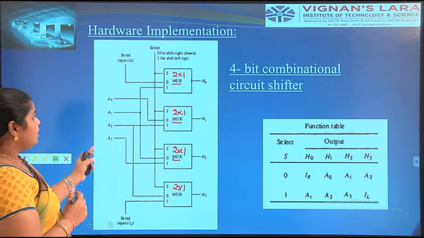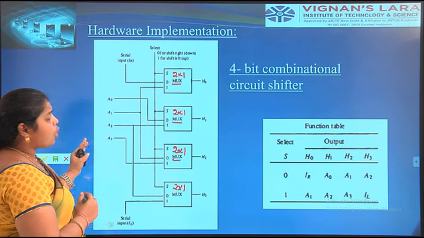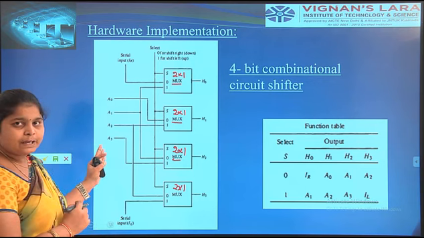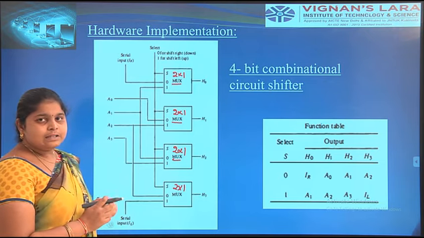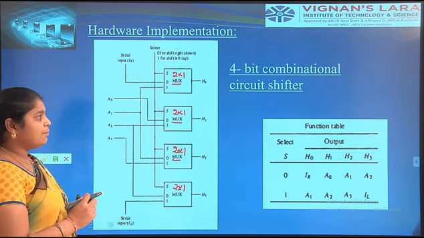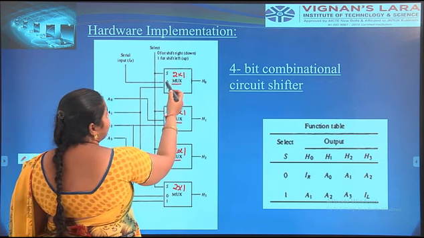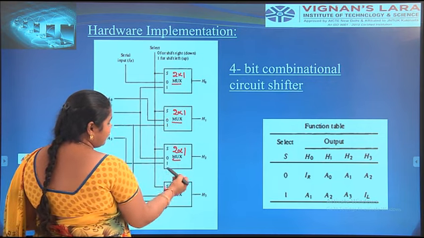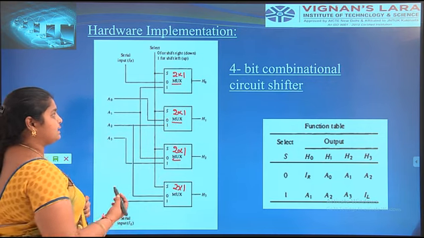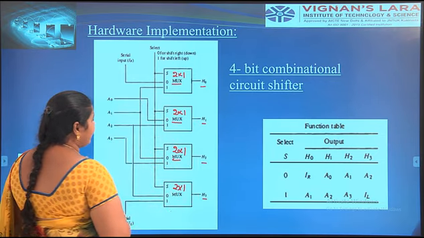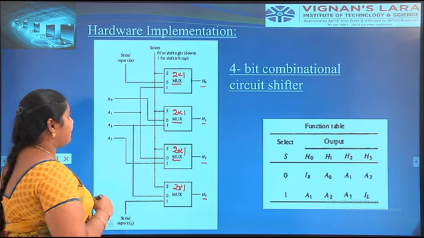Okay, this is a table. This is the hardware implementation diagram. Internally, the computer can perform the shift micro operation by using this circuit. Next we take the 2 inputs 0 and 1 for each and every multiplexer. Here H0, H1, H2 and H3 are the outputs of the multiplexers. Here the inputs are A0, A1, A2 and A3.